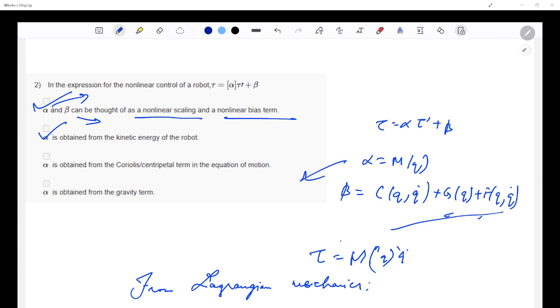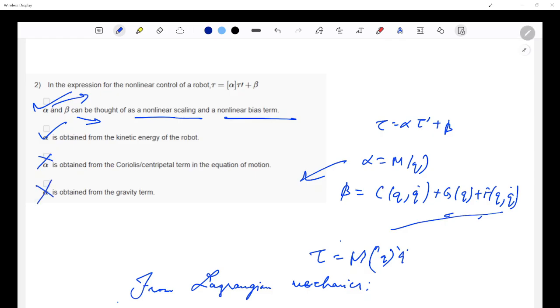The third option is alpha is obtained from the Coriolis centripetal term. It is incorrect because Coriolis terms are part of beta and not alpha. They come from velocity coupling and not inertia. So there is an important distinction here. Alpha is from the inertia mass matrix and the C matrix has velocity dependent effects. So this is incorrect. Option 4 is alpha is obtained from the gravity term. Again, it is incorrect. Gravity contributes to beta. Gravity depends only on position and not inertia, right?